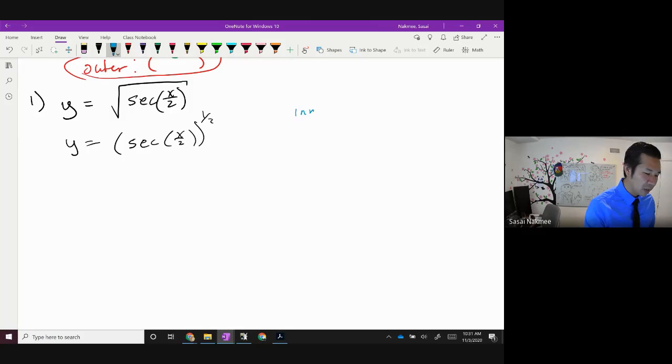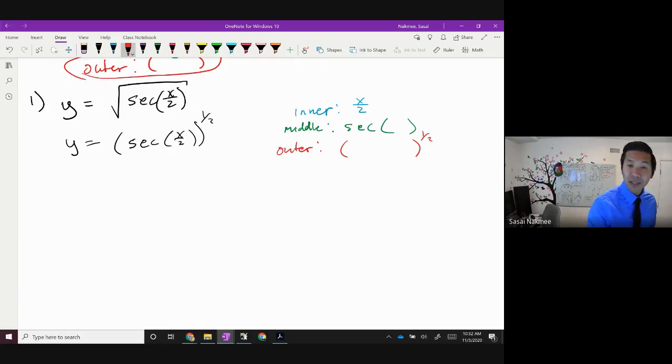What's the innermost function I see here? The innermost function I see is x over 2. The middle function I see here, let me keep the same colors. I did my middle functions in green. Let's go with the middle function, right? Being secant of x over 2. And the outermost function, right? The outermost function I see here is some stuff to the 1/2.